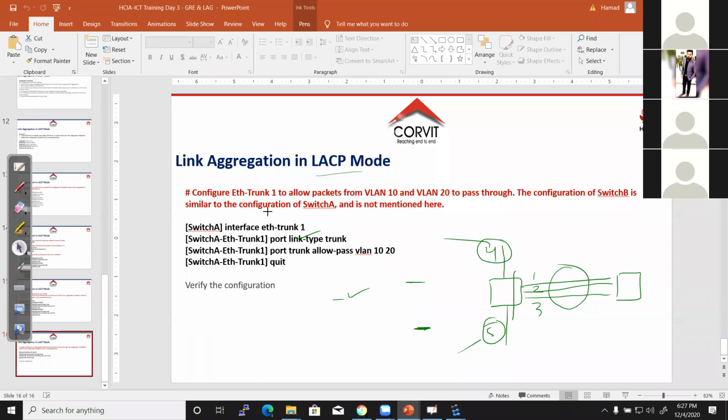And then obviously each trunk should be configured as a trunk, and you need to allow these particular VLANs onto the bundle. And that's it. So these are the configurations of LACP.